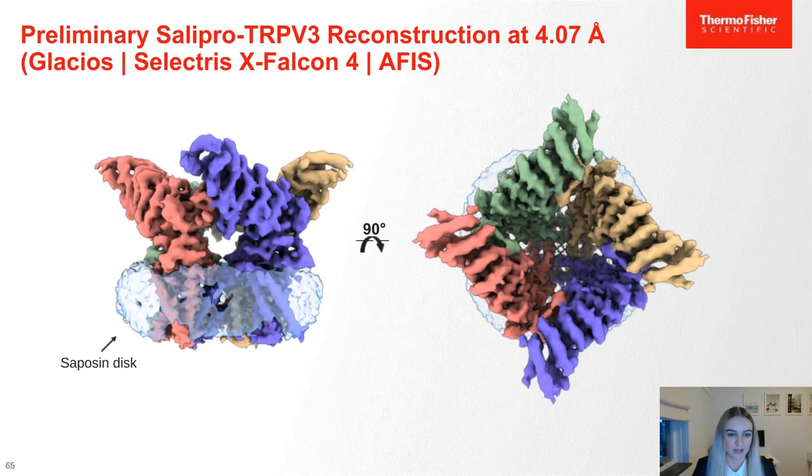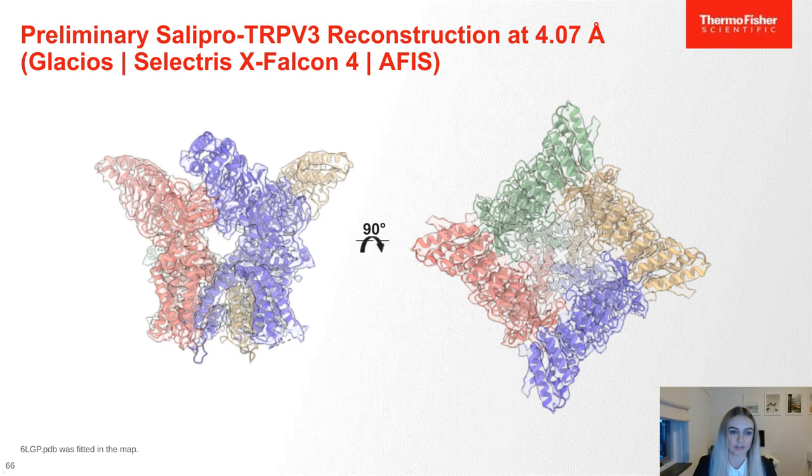And in this slide, now you can see the cryo-EM map of Salipro TRPV3. You can see that it consists of 4 subunits. And once again, when you lower the threshold, you can see the Salipro scaffold in transparent blue. I could also fit the existing structure of TRPV3 into the density, and it corresponds really well. So now the next steps are just to do a little bit more grid optimization and improve the resolution.